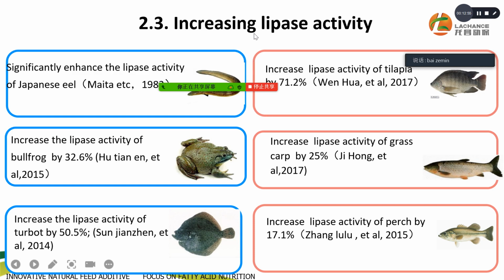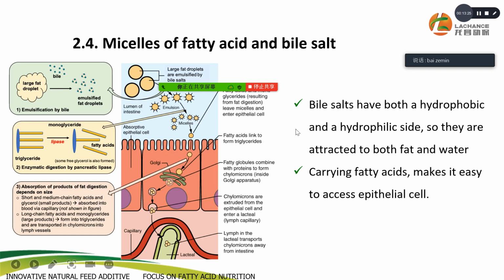Actually, since 1980 there has been plenty of research showing that bile acid increases lipase activity, I think from Japan, from China, and even some European countries. The animals studied include eel, frog, turbot, perch, grass carp, and tilapia. If you are interested, I think we can share the whole papers with our audience.